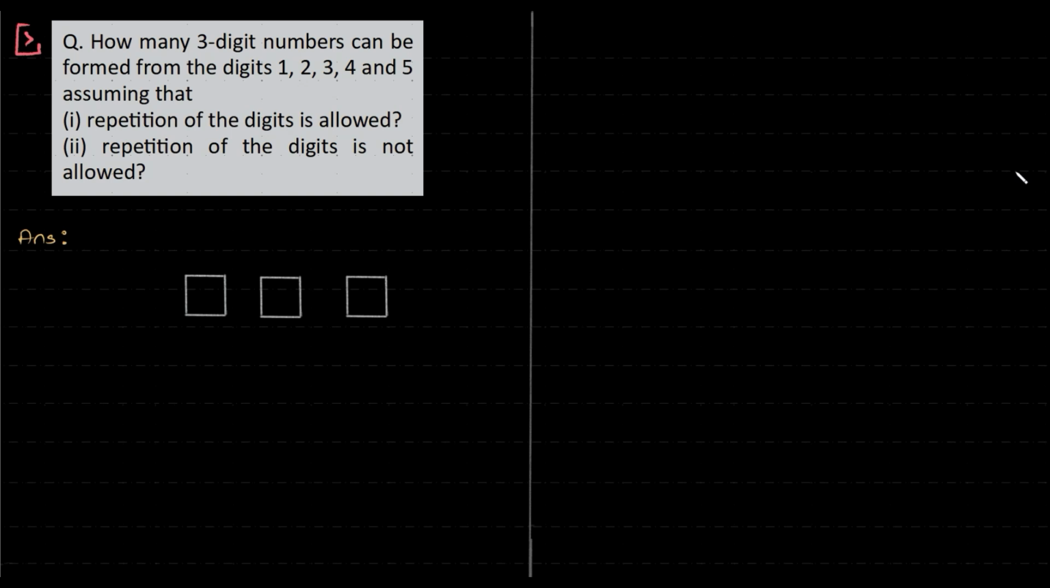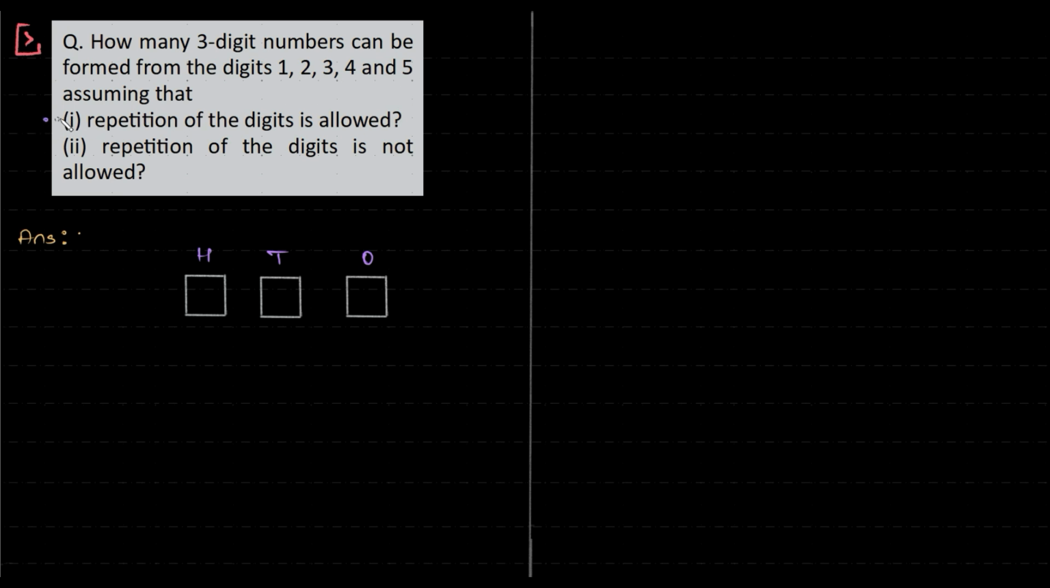How many 3-digit numbers can be found from the digits 1, 2, 3, 4 and 5, assuming that repetition of digits is allowed, and repetition of digits is not allowed? So what is the question? Let me break down the question for you guys. What we are looking at is that we have ones, tens and hundreds places that have to be filled with 1, 2, 3, 4, 5.